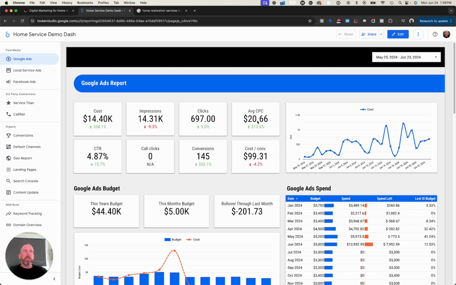So basically every time your ad shows up, it's an impression. When somebody clicks it, that is when you pay, and it's basically an auction. So we want to be competitive enough that our ad is showing. In this instance, we're at about $20.66 per click.